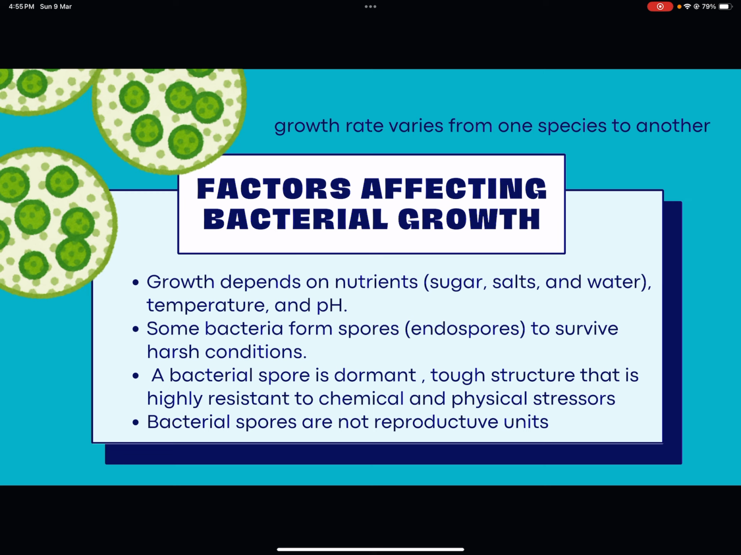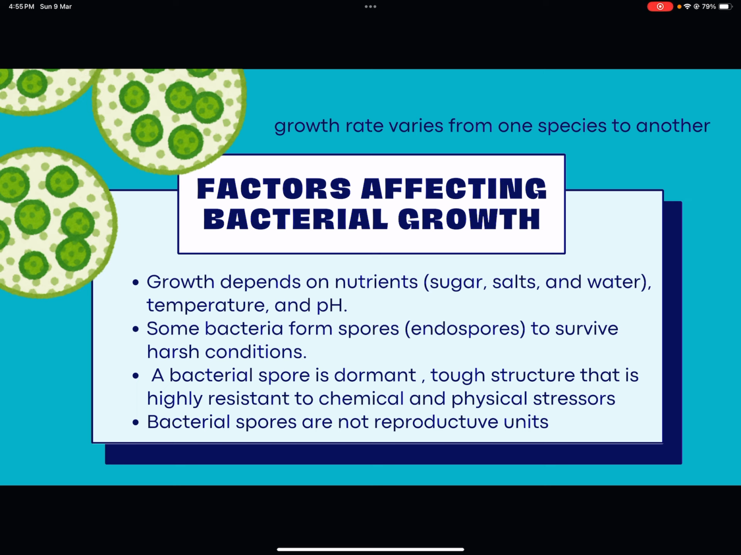Now, usually bacteria have this mechanism. If they feel that the environment is harsh, so for example, there is a lack of nutrients in their environment, they sense their nutrients are becoming low, or they sense the temperature is increasing a lot, or decreasing a lot, or they even sense a pH change, what do they do? They form spores. We call these spores endospores.